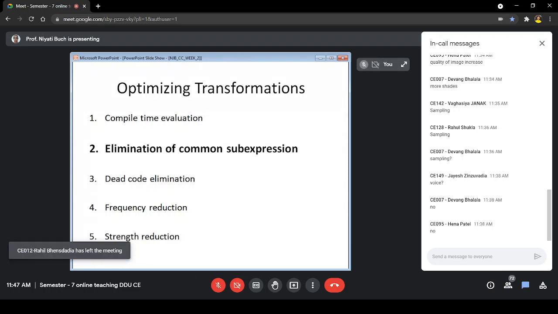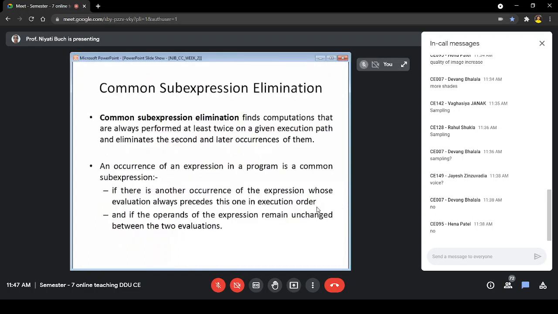And we had seen a very small example to understand this concept. Now, what we are going to see is how, step by step, using a very popular algorithm known as the available expression algorithm, which we will learn today, this optimization transformation is going to happen. So let me give you a formal definition of what is common sub-expression elimination.